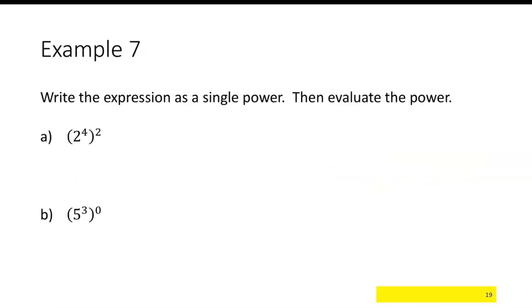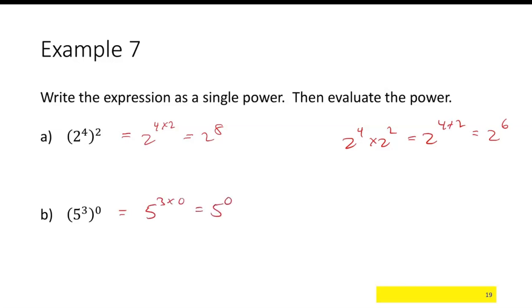So 2 to the 4th, squared, that'd be 2 to the 4 times 2, which is 2 to the 8th. Make sure you don't confuse it with something like 2 to the 4th times 2 squared, because that one you would add exponents, which is 2 to the 6th. That's different, and usually I find students confusing those two properties, but 2 to the 4th squared only has that one base, whereas in 2 to the 4th times 2 squared the base appears twice. For part B, 5 to the third, to the 0, that's really 5 to the 0, or you can just say 1.